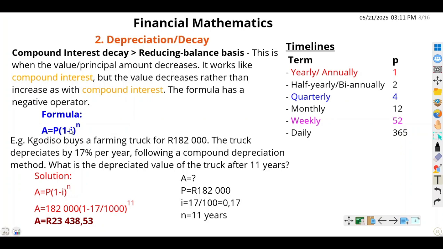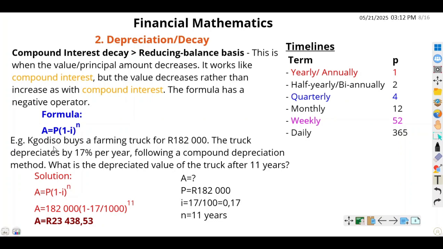Again, the formula has a negative there because we are used to the formula having a positive sign here for compound interest investments. So now this is compound interest decay, compound interest depreciation. It's being reduced, so it has to be minus. So if you read the question again, and they say compound interest decay or they say reducing balance method, the formula has to be this one. Okay, so let us look at an example here.